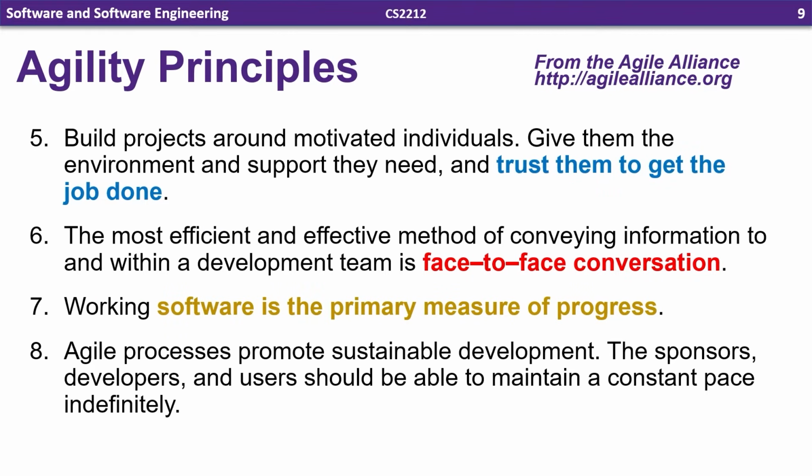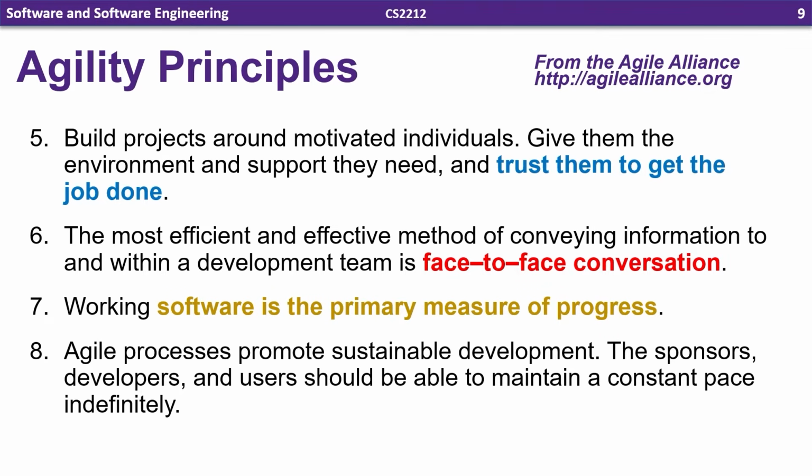Number 5, we want to build projects around motivated individuals and give them the environment and the support they need and trust them to get the job done. The big thing here is trust them to get the job done. We don't want management that micromanages. Instead, we want developers to have the ability to identify the tasks that they need to work on and get that done without a big overhead, like too-long meetings, or not being able to work on the things they think are important.